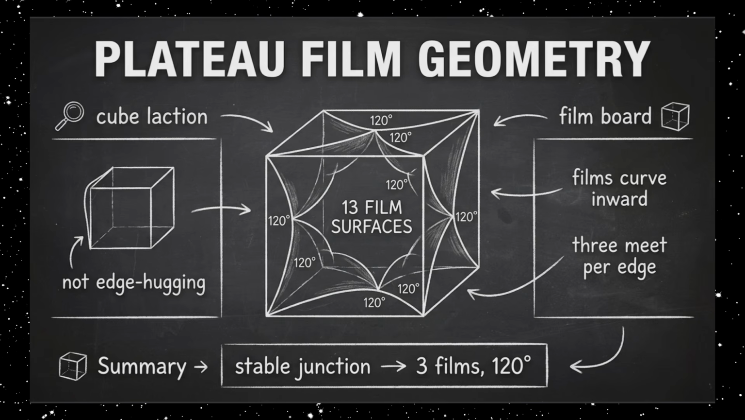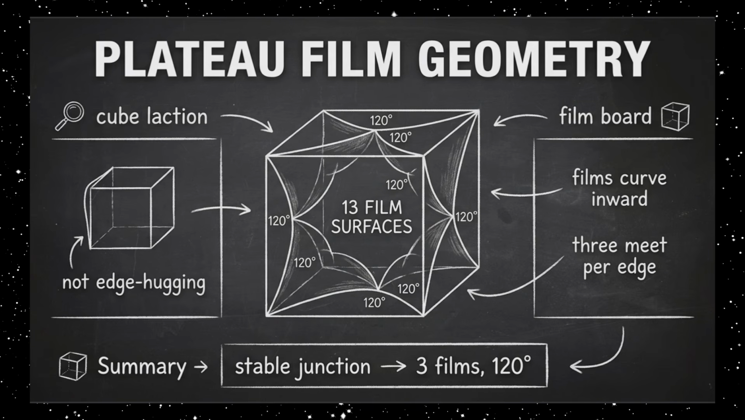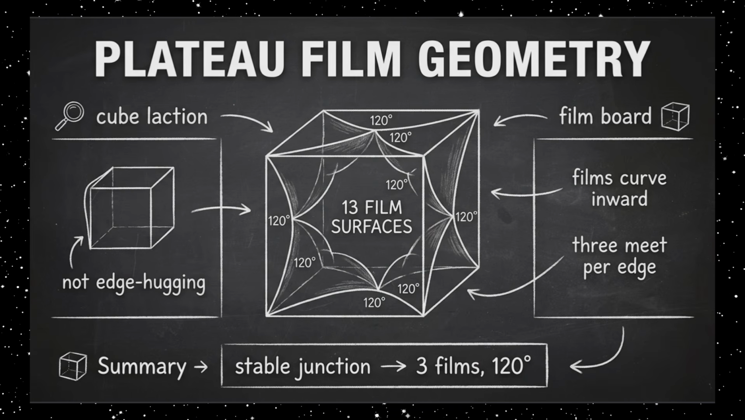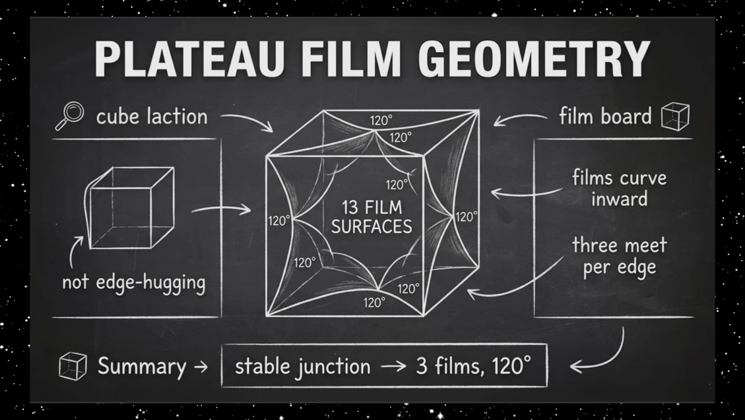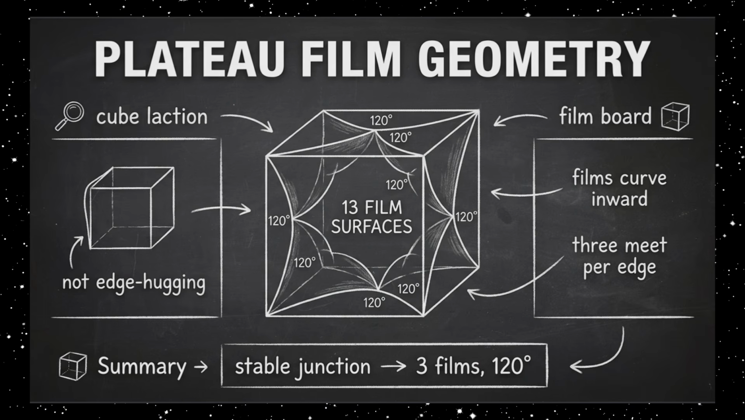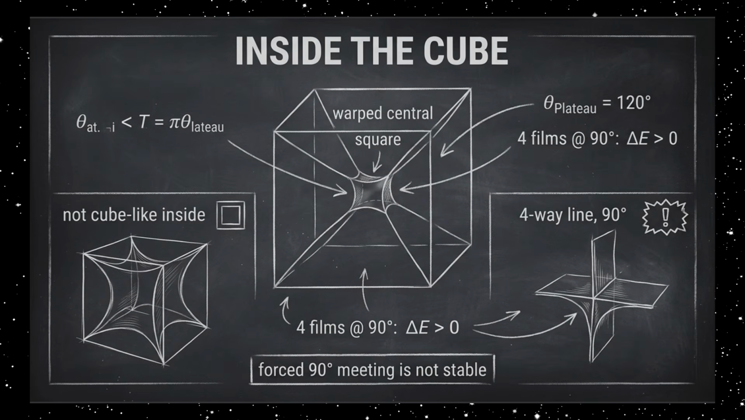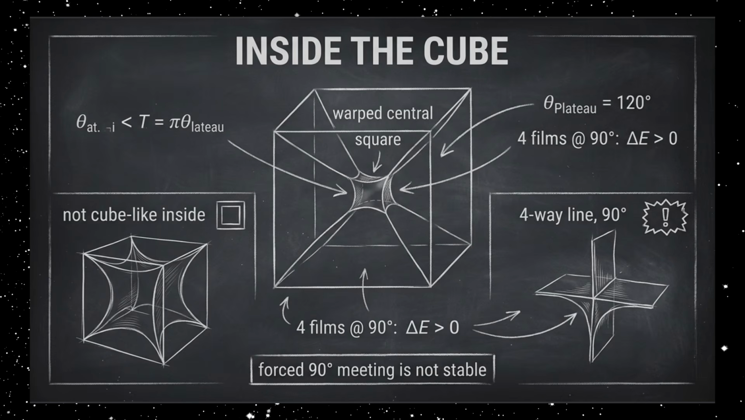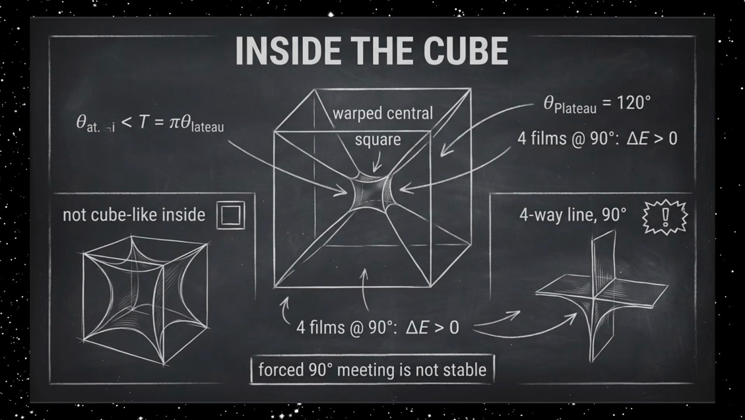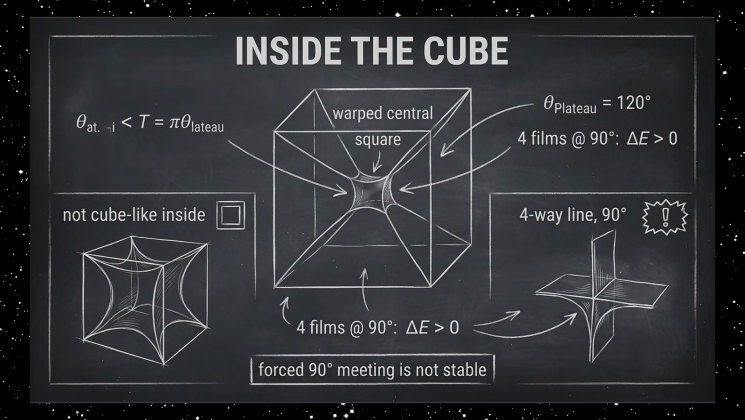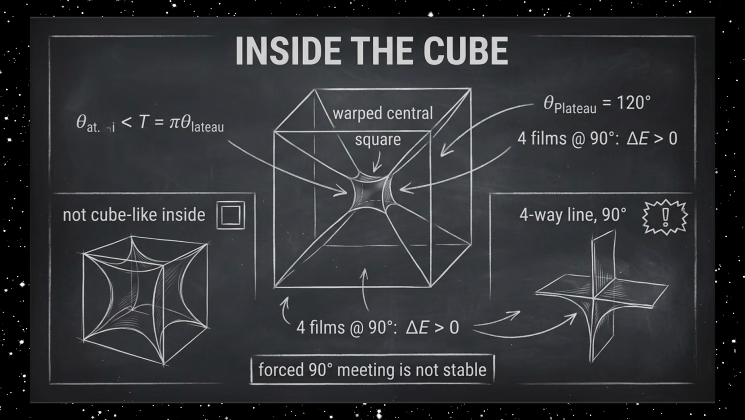What you get instead is this intricate, sculpted shape with 13 distinct film surfaces. The films curve inward. They meet in groups of 3 along edges at 120 degrees. And near the center of the cube, there's a small, slightly warped square where the plateau borders converge. It looks nothing like a cube on the inside. It looks like architecture from another world.